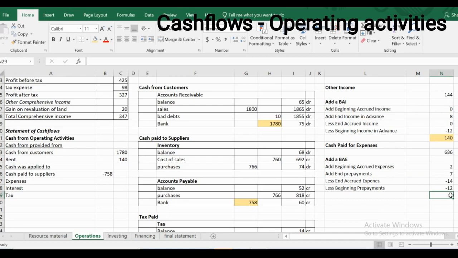So then we just do the maths, we go 686, we add the 2 and add the 7, and then minus the 14 and minus the 12, and that's going to give us 669. And that's how much we've actually paid out in cash for our expenses.